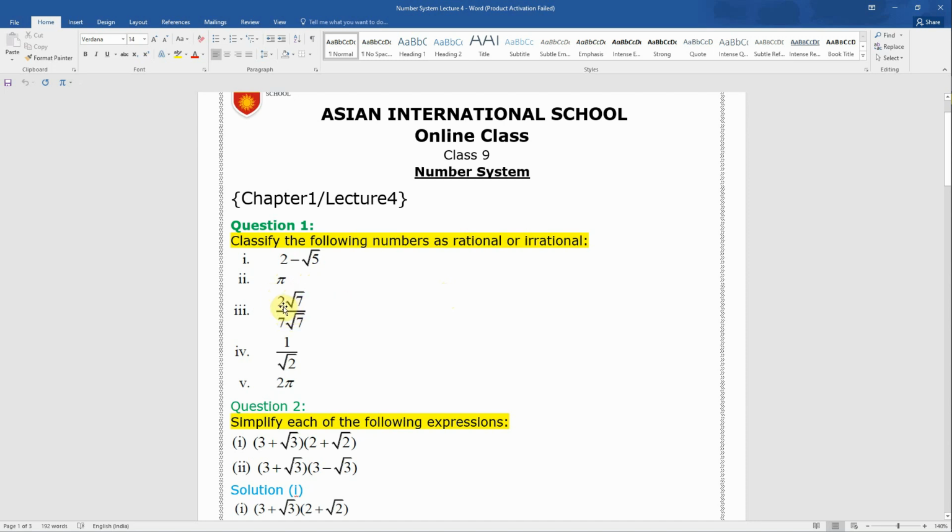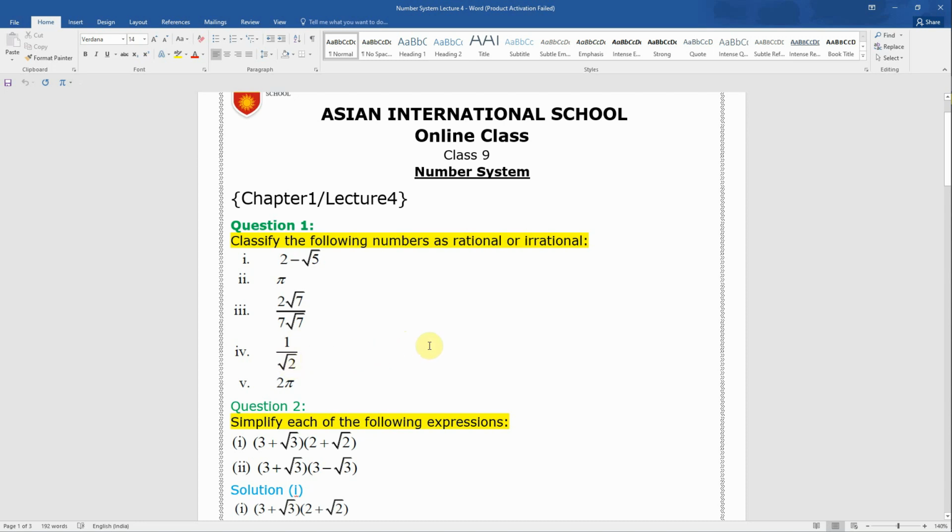Next is number 3, 2 root 7 by 7 root 7. Now 2 root 7 by 7 root 7 looks like it is irrational because root 7 is involved in it, but this root 7 and root 7 will cancel out and the whole expression becomes 2 by 7. So this 2 by 7 is a rational number. Though the irrational root 7 is involved, it does not have any effect on the whole thing.